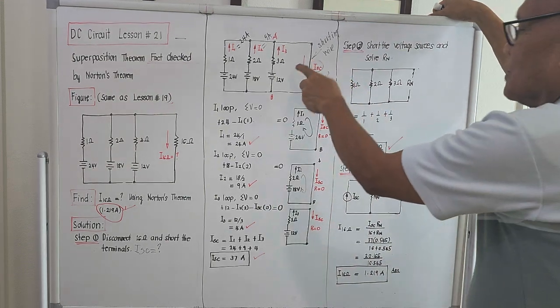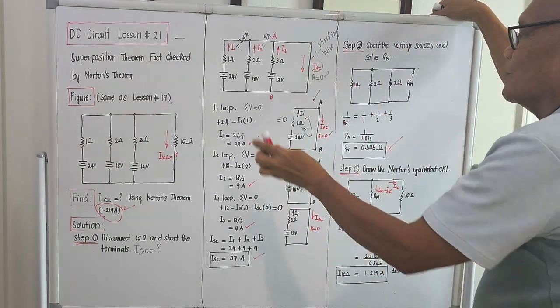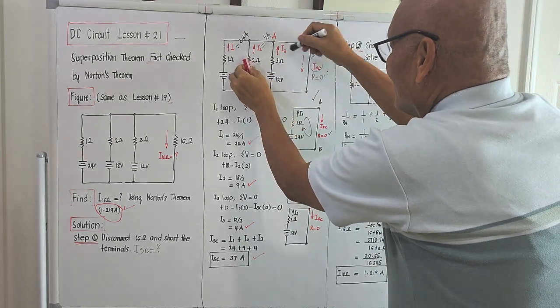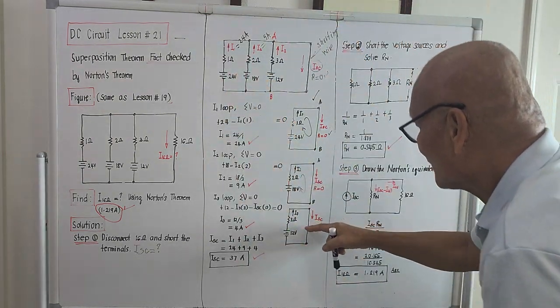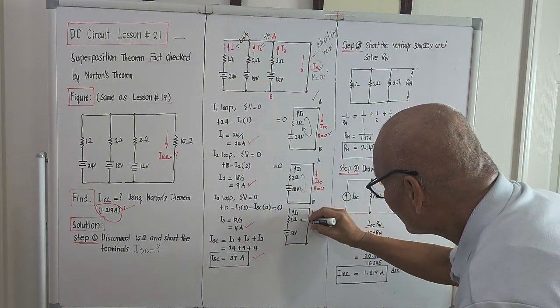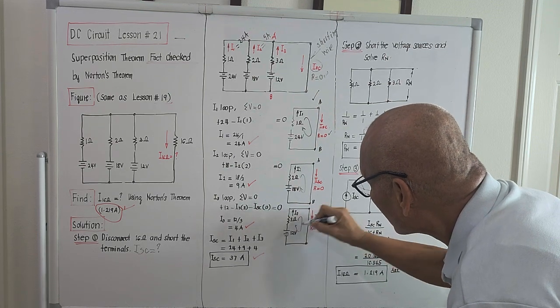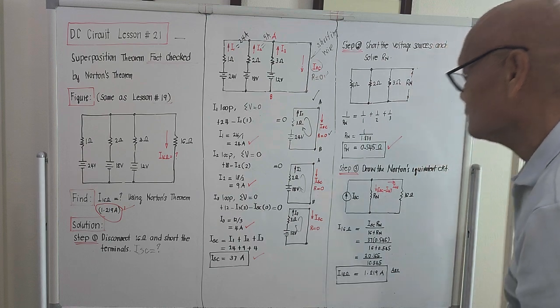Consider the I3 loop. If we consider the I3 loop, forget I sub 1, forget I sub 2, just consider this portion here. So the configuration will be this. This is the loop again. That's why I place I3 loop.